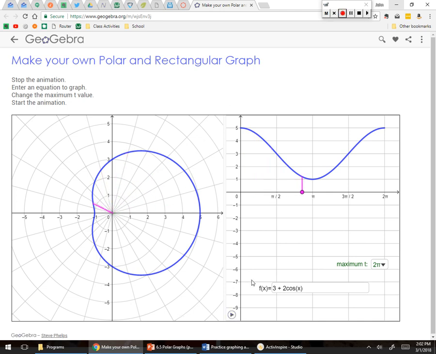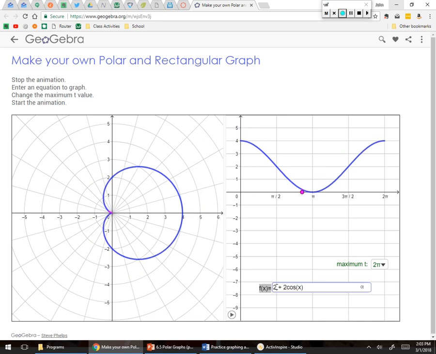It's so fun. Okay. What if we did instead 2 plus 2 cosine x? Well, then now it's going to sit right on the x-axis. Its range is going to be 0 to 4. And this is when we get that special case of a limaçon where it comes in and touches the pole, but doesn't cross through and create an inner loop. And so you see that on the graph happening right there.